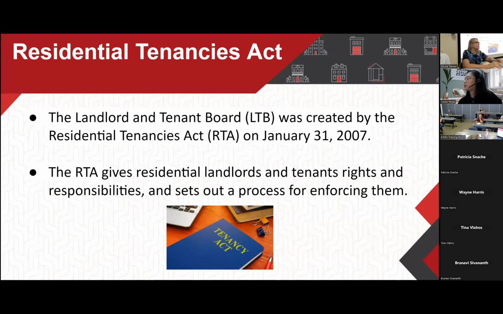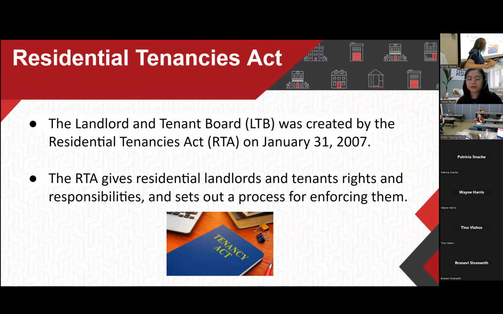So the Landlord and Tenant Board was created on January 31st, 2007. It doesn't show up on my screen. It's just on that screen. Maybe it's the other screen. Okay, got it. Sorry about that, everybody.